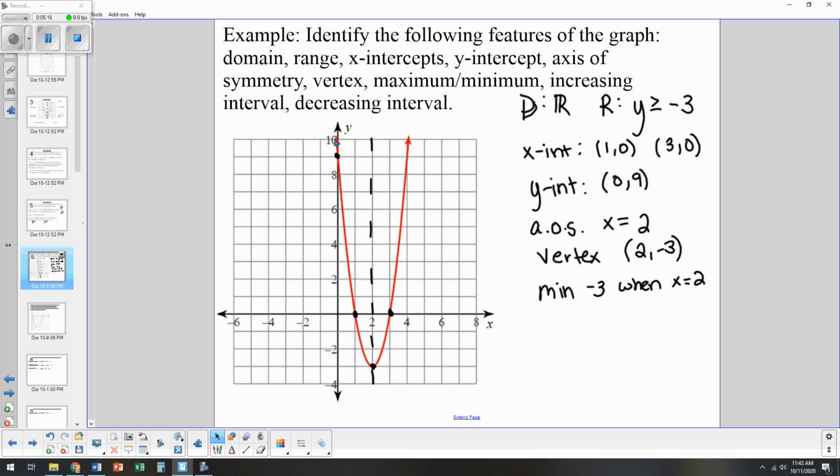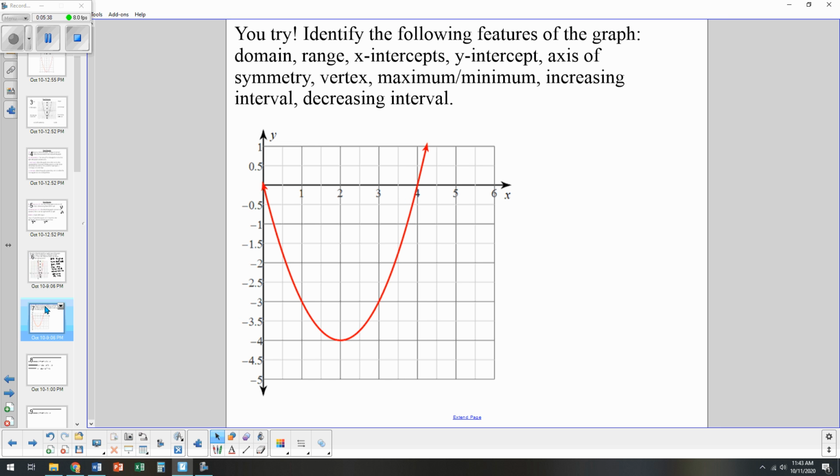And then increasing and decreasing. So I know it starts by decreasing. So decreasing when x is less than 2, right? That's where it changed at 2. And then after 2, it started to increase. So it's increasing when x is greater than 2. All right, and those are all the key features of this graph. You try this one. Pause it, and I'll show the answers.